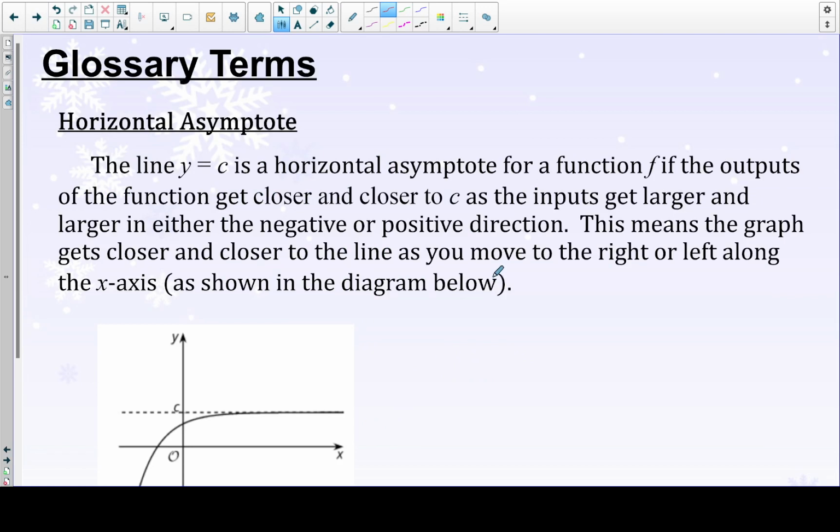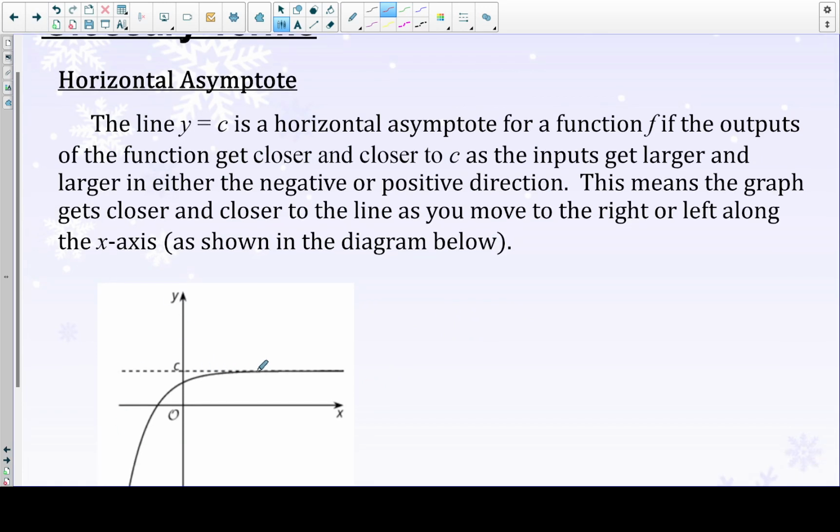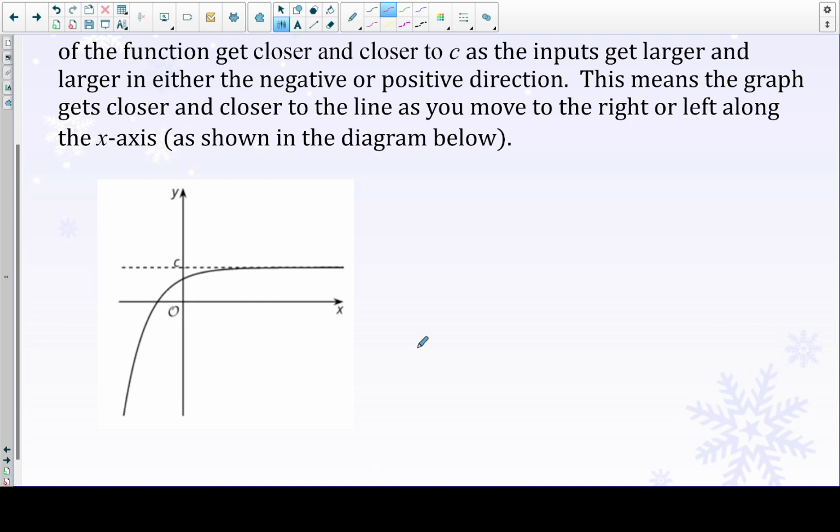So this is what we call a horizontal asymptote. The line y equals c, which is a horizontal line, is an asymptote if the outputs of the function get closer and closer to c as the inputs get larger and larger in some direction. So this means that the graph gets closer and closer to the line and never actually crosses it. So it's this situation here.